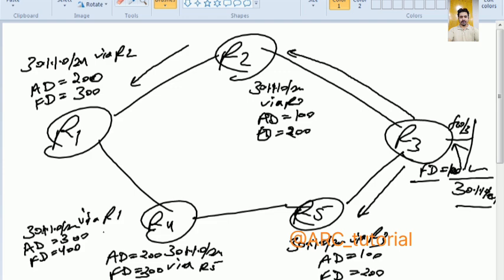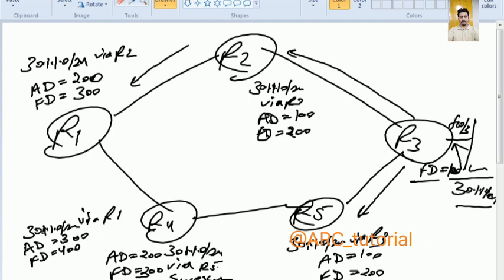Via R5 its FD is what? 300. Via R1 its FD is what? 400. So its best path will be via R5, so it will now become the successor. Now R4 is also receiving this prefix from R1 as well. It means it can also reach this prefix via R1, so it will try to make it a feasible successor.